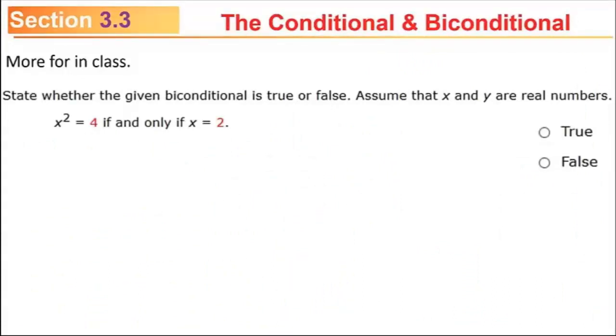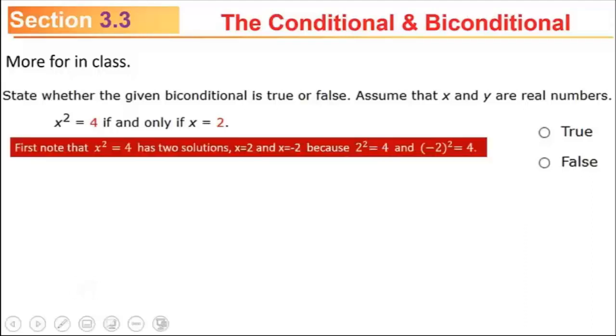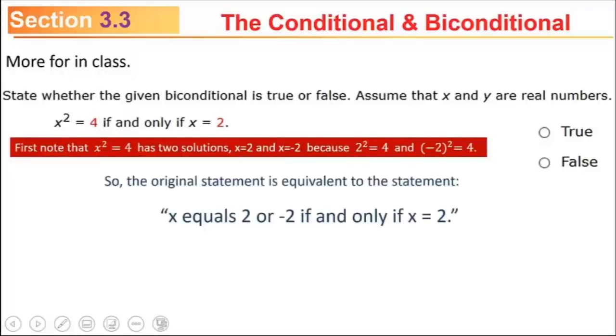State whether the given biconditional is true or false. Assume that x and y are real numbers. The statement is x squared is equal to 4 if and only if x equals 2. First thing I would notice is that if x squared is equal to 4, there are going to be two solutions. Either x equals 2 because 2 squared is equal to 4, or x equals negative 2 because the quantity negative 2 squared is also equal to 4.